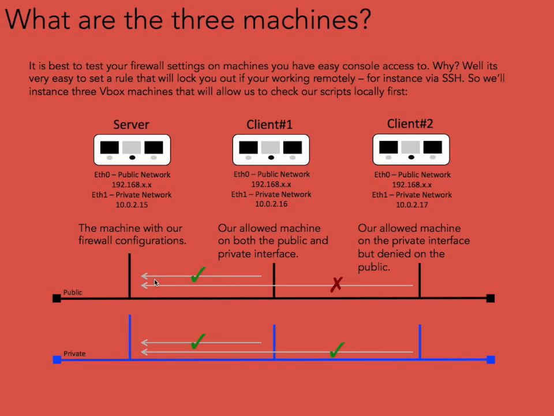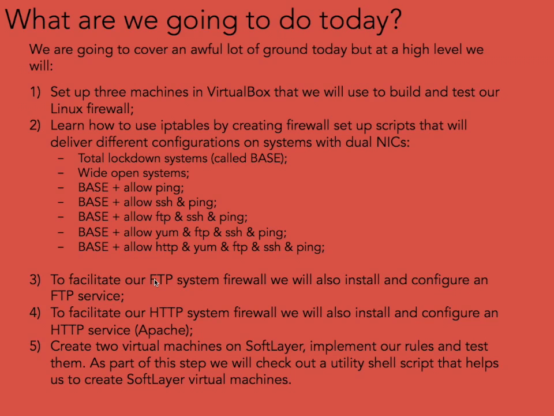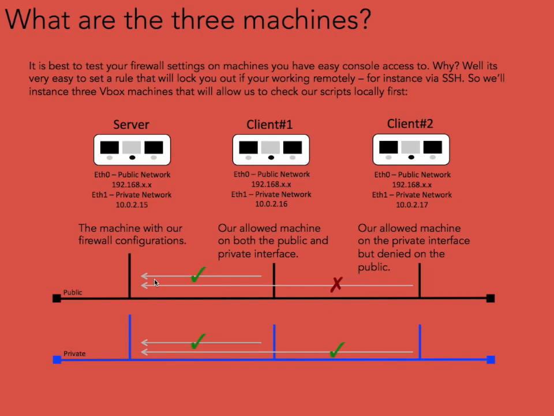So take those six or seven items I had on the previous page, just flick back to it: total, wide, base, etc. We're going to do those things in this sort of configuration, where on the private network, we will allow everything between all three of these machines. Whereas on the public network, we will not allow client 2, we will deny their access to all of the things, whether that's ping or any of the others. Obviously wide open, it'll be free game to all of them.